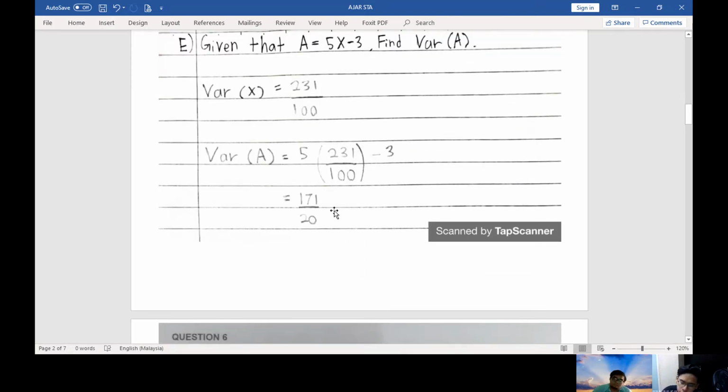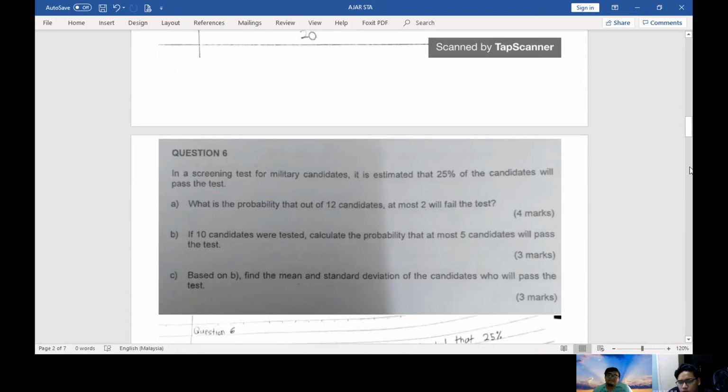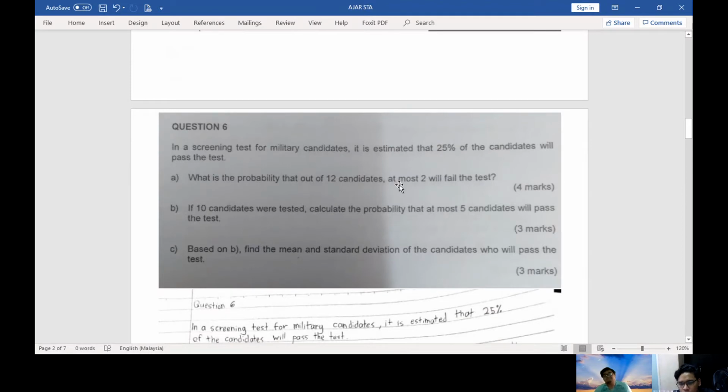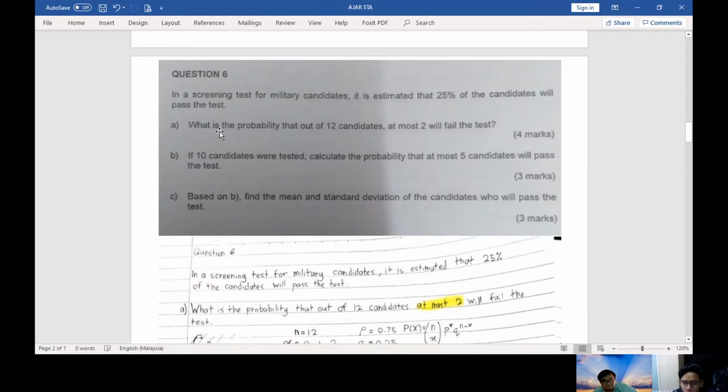Okay, so let's go to question 6. Let's move on to question 6. In a screening test for military candidates, it is estimated that 25% of the candidates will pass the test. So A, what is the probability that out of 12 candidates, at most 2 will fail the test?